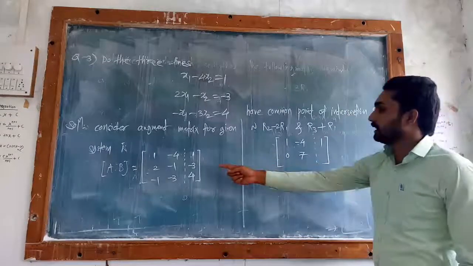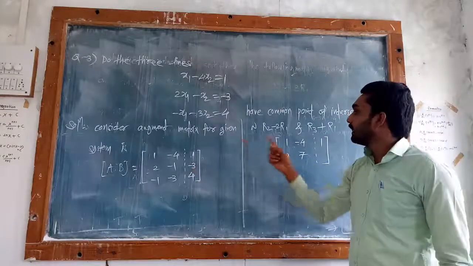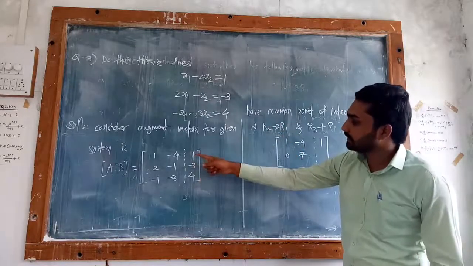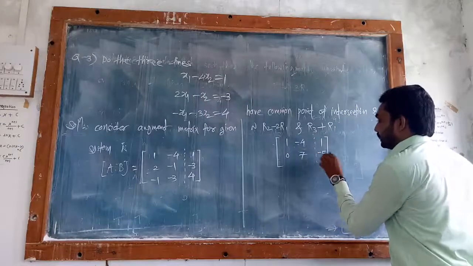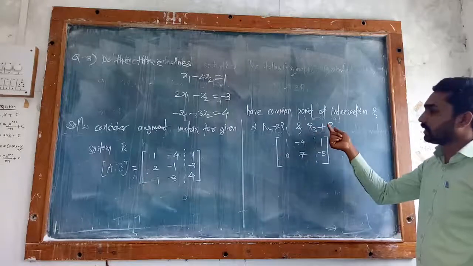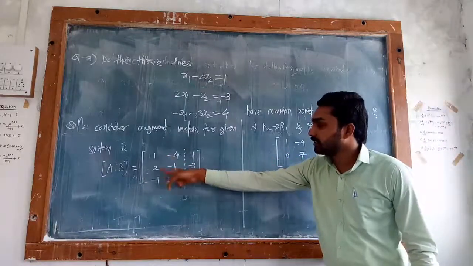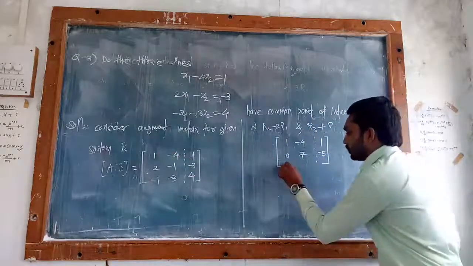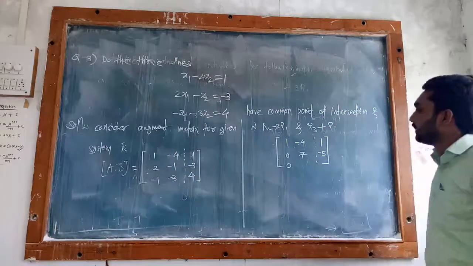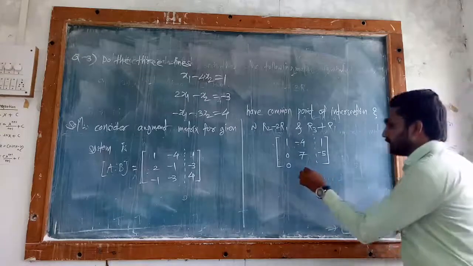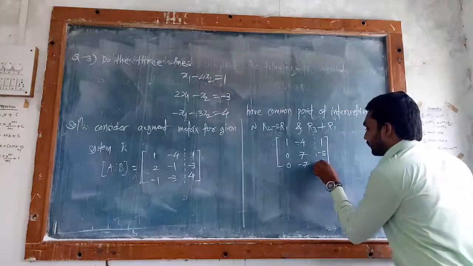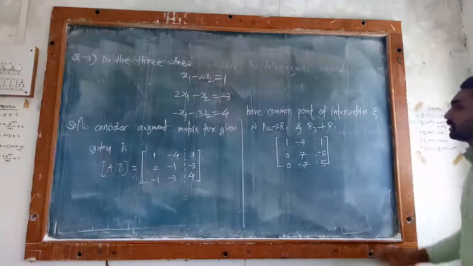What is the next value? This value in R2 is minus 3. Again minus 2 into 1 is minus 2. So minus 3 minus 2 is minus 5. Okay. What is the last operation? The second operation is R3 plus R1. After taking R3 plus R1, minus 1 plus 1 becomes 0. So this value is 0. Then this minus 3 plus R1's minus 4, that value becomes minus 7. Again, this value 4 plus 1 becomes 5. Okay. So this is your new matrix.